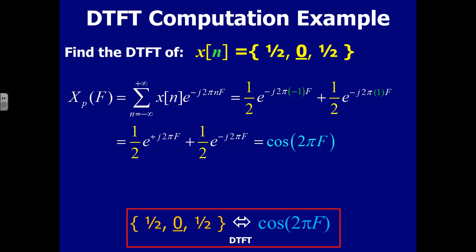Now that looks like a cosine that we're familiar with, but this is a cosine in terms of the frequency variable F. F is our independent variable. We don't have a time variable in here anymore. So F is not a constant, it's a changing value in this case.